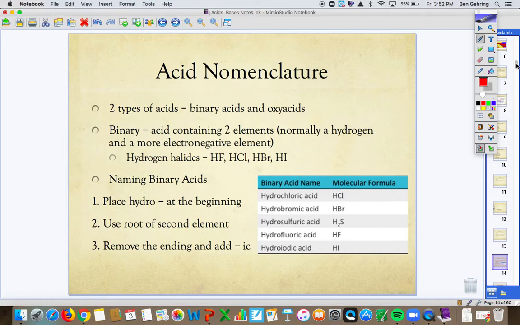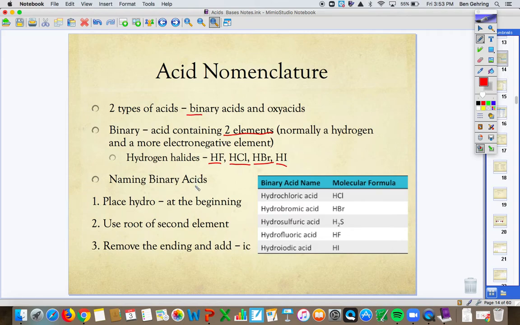First off, there are two types of acids that we deal with. The first one is called a binary acid, and the second one is called an oxyacid. So these are the two types you'll encounter. Binary acids are acids, the bi means two. So binary acids are acids containing two elements. Typically, it's a hydrogen and then an element that's more electronegative than that. So a hydrogen and a nonmetal. For example, your hydrogen halides, HF, HCl, HBr, and HI, these are all acids. This is hydrofluoric, hydrochloric, hydrobromic, and hydroiodic.